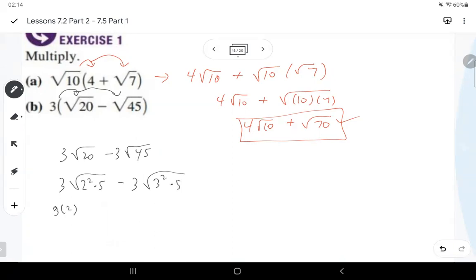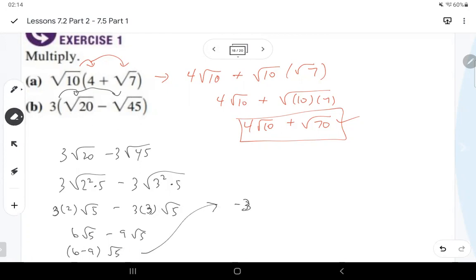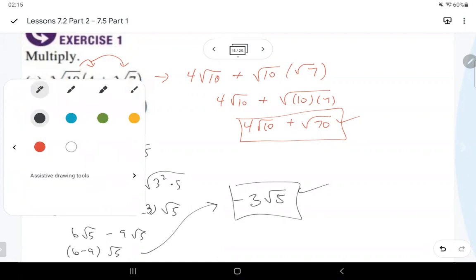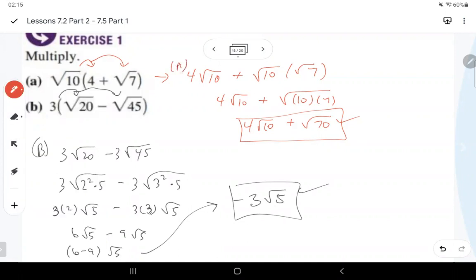So 3 times 2 square root of 5, minus 3 times 3 square root of 5. So we get 6 square root of 5 minus 9 square root of 5, which is 6 minus 9 square root of 5. And that becomes negative 3 square root of 5. This is B. This was A.